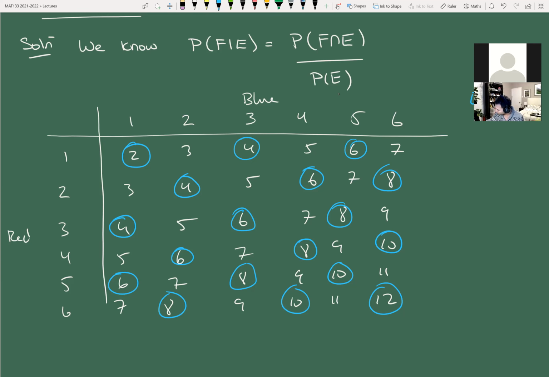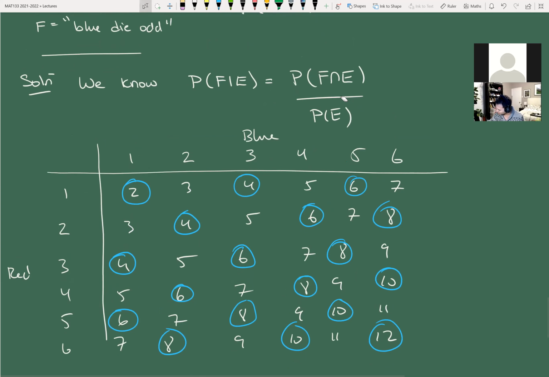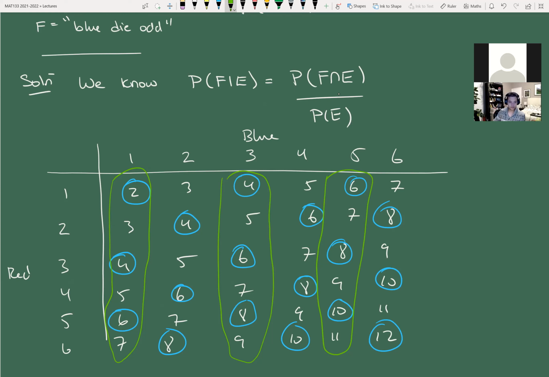Let's now do, what did we say F is? The blue die is odd. That was a huge, I should have used different colors. Blue die is odd is these ones. Well, if the probability is 1, that means it's guaranteed to happen, so probably the probability isn't 1. We're saying, assume that the blue stuff has happened. What's the probability that the green stuff has happened?